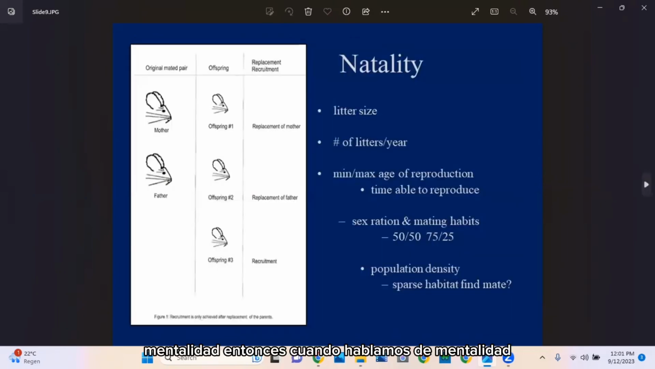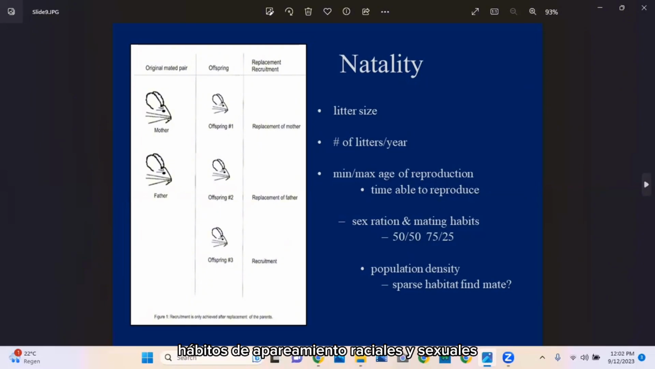Natality. So when we talk natality, we're talking about the litter size. How many are born in that litter? The number of litters per year. Are you having 1 litter per year, 1 litter a month, 1 litter every 3 years, depending on the reproductive characteristics of the animals? The minimum and maximum age of reproduction. That's the time an animal's able to reproduce.